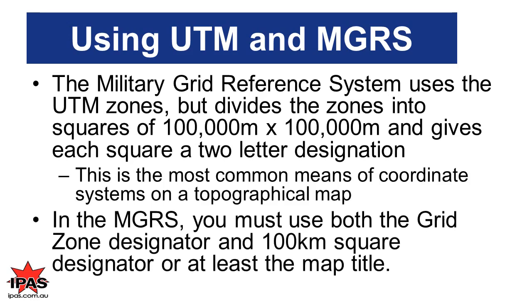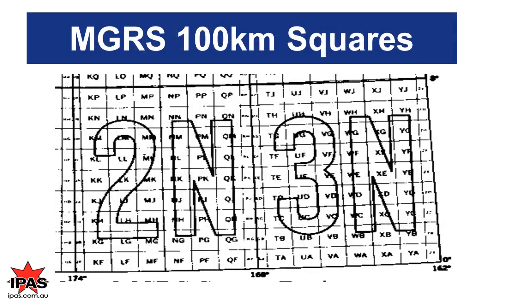Now the important thing is that in MGRS you must use both the grid zone designator and the 100 kilometer square designator, and if you can't do that you have to at least use the map title. Let's have a look at why. Okay, here are a couple of grid zones. This is 02 November and 03 November. As you can see in here, these are the 100 kilometer by 100 kilometer squares, and each one is given a designator. Kilo Papa, Lima Papa, Mike Papa, November Papa, etc.